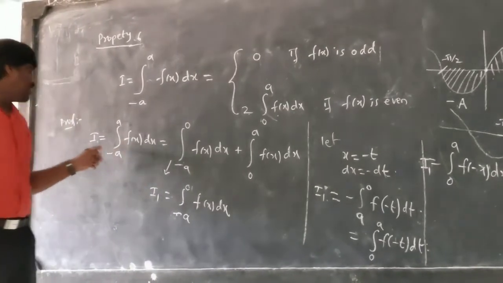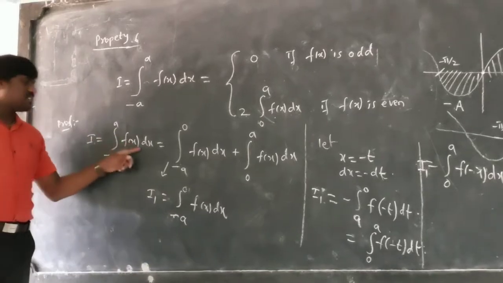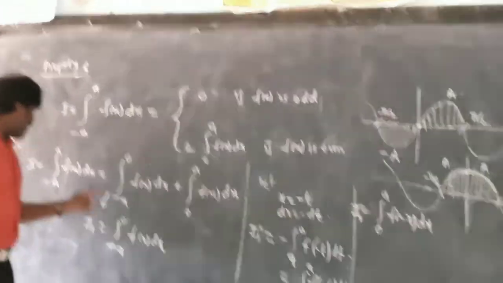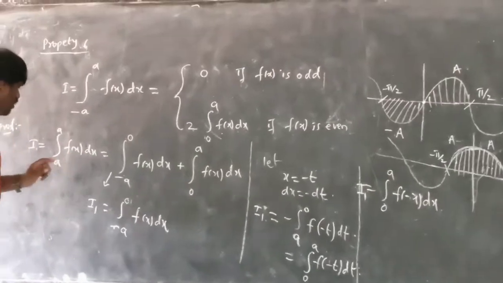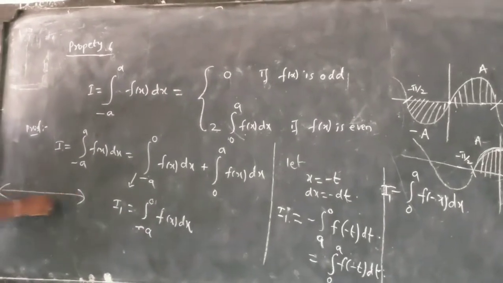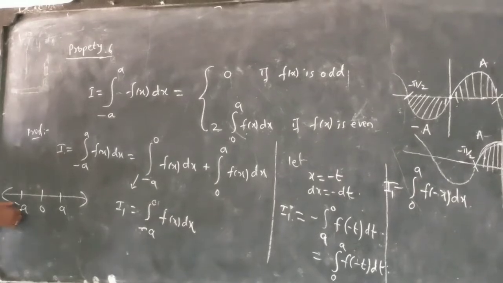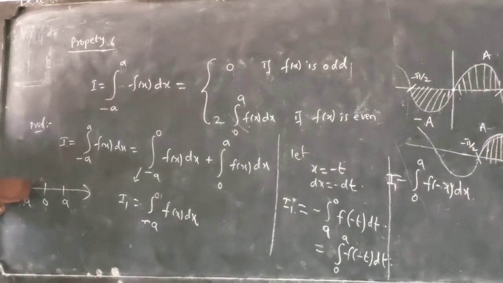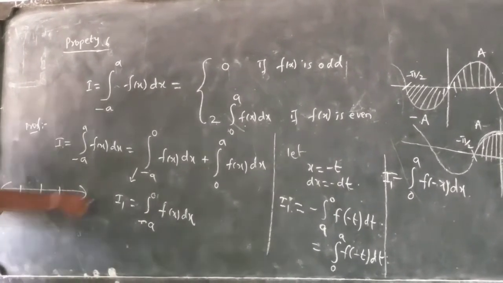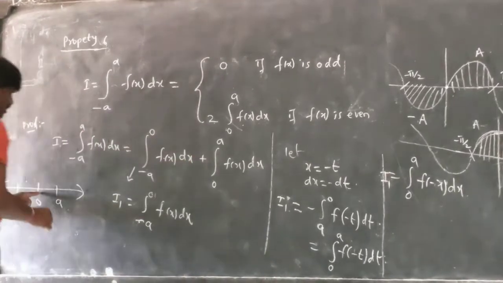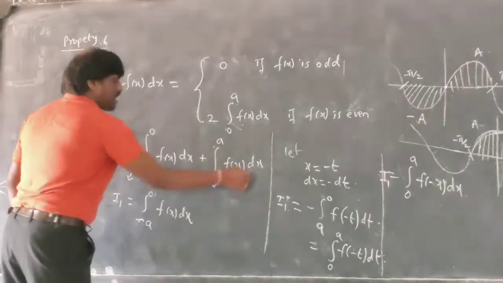The proof is here. I is equal to the integral from minus a to a of f(x) dx, which we can write as the integral from minus a to 0. See here, when you have on the number line minus a to plus a, in between will be 0. So I can write, by the break rule theorem, property number 3, the integral from minus a to 0 of f(x) dx plus the integral from 0 to a of f(x) dx.